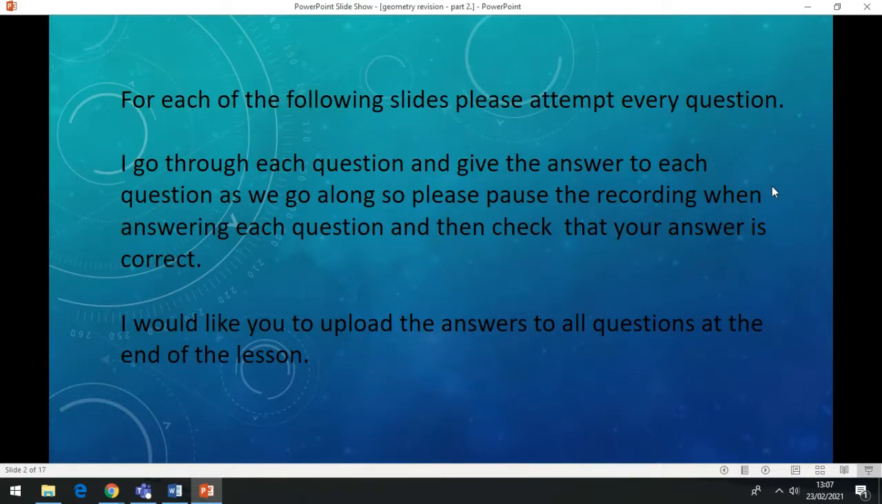So for each of the following slides, there are questions involving 2D shapes and 3D shapes. I would like you, please, to answer every question on every slide. Now, if you're feeling confident about each question, then you can pause the recording straight away, answer the question, and then you can check that your answer is correct when I go through that question further on in that slide. If you're not quite as confident, if you're not quite sure, you can't remember how to do something, then you can watch me start off the question and you can pause it at any time when you feel confident in answering it.